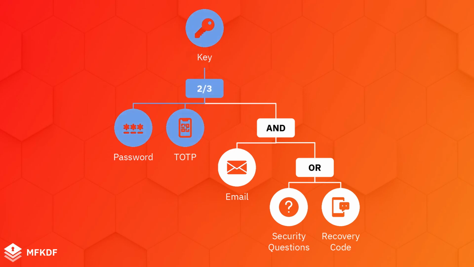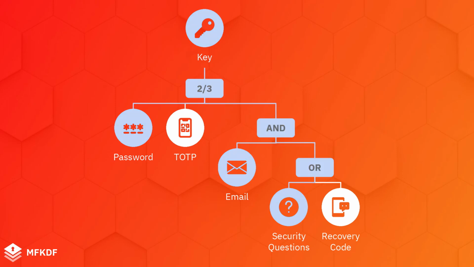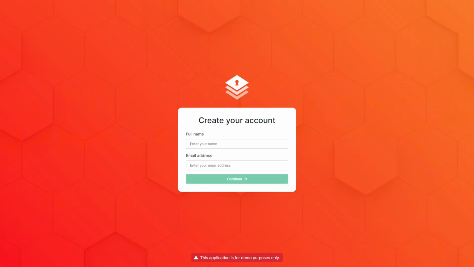During normal authentication, a password and TOTP second factor can be used to derive the key. But if either factor is lost, the key can also be recovered by the user using an email along with security questions or a recovery code. While this is the structure we chose for the demo application, with MFKDF it can really be anything. And importantly, this enforcement is all done trustlessly on the client side without requiring any server to store a master key or even shares of a key. Okay, let's see it in action.